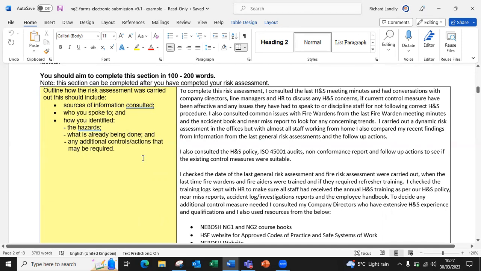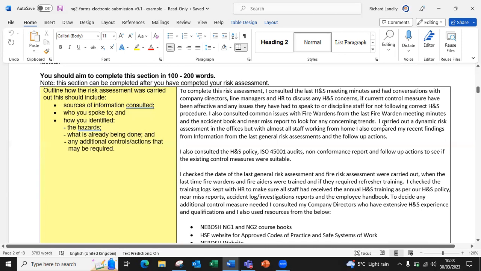Okay, so what I've talked about here is consulted health and safety minutes meeting, conversations with company directors, line managers, HR, discuss health and safety concerns. If current control measures have been effective, any issues, speak to staff who are disciplined for doing stuff they shouldn't do, correct health and safety procedure. Also consult common issues with fire wardens, checked fire warden meetings, accident book, near miss report. So that would be what I would expect, maybe to be a little bit more about the car park.